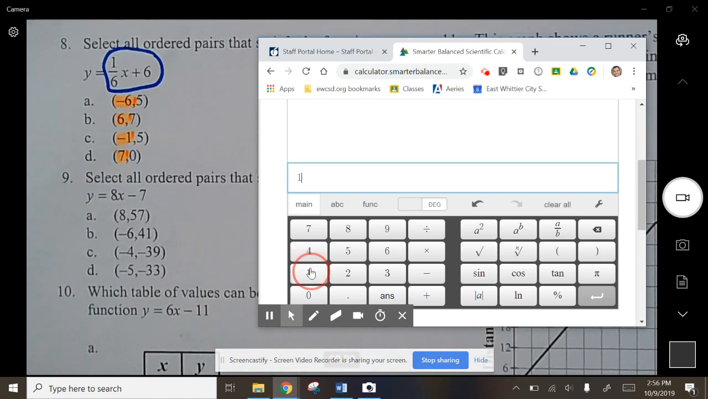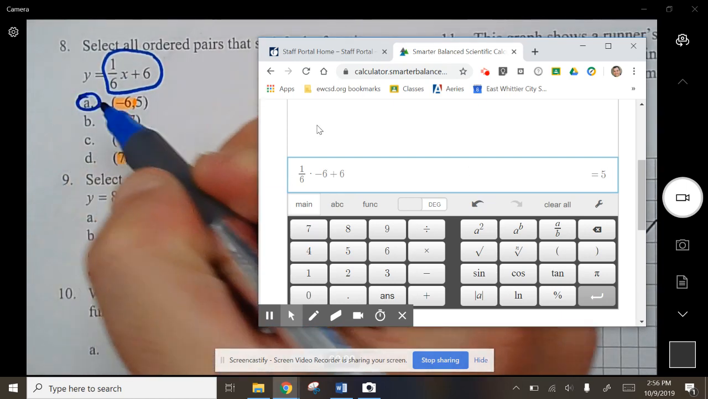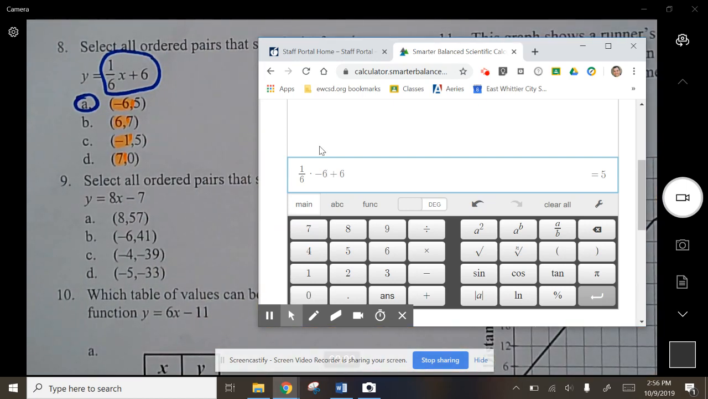So let's go over it. 1 divided by 6 times a number plus 6. Now, I'm going to put this first one in here, this negative 6. And I plug all that in, and guess what? It does equal 5. So A is an answer. A does work. They could all work. We got to make sure.